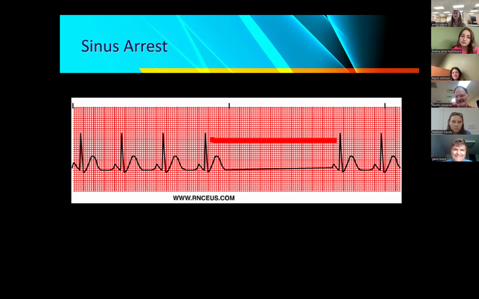All right. So the question was, what is our biggest concern with sinus arrest for our patient? Say it again. Ventricular fibrillation. If it continues to get worse, it could potentially get into that. But basically, what we're looking at here is a slow heart rate that is irregular.